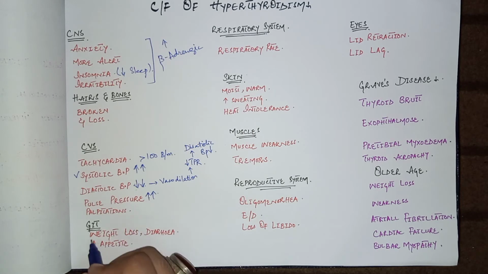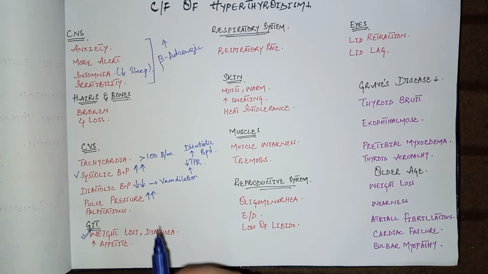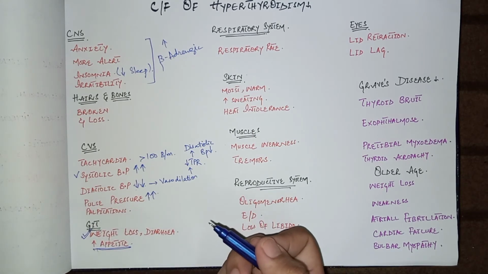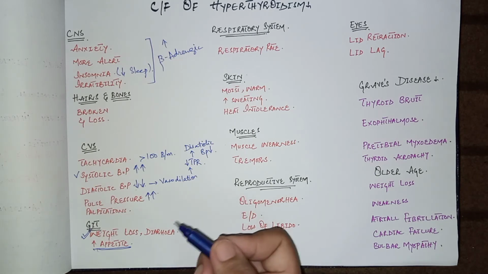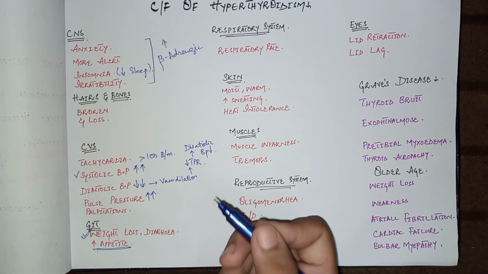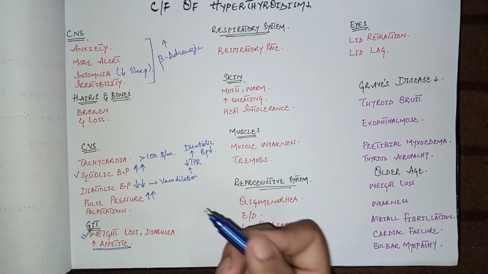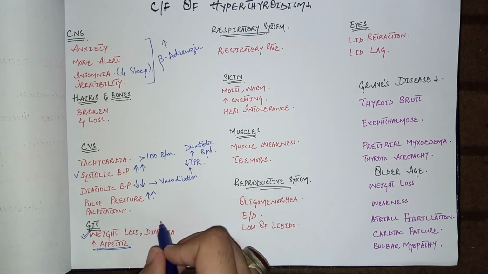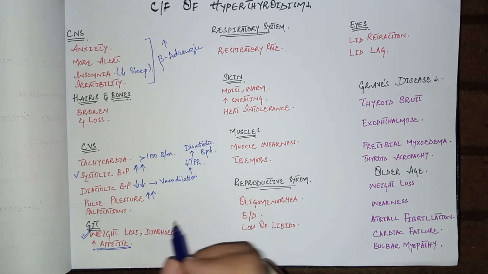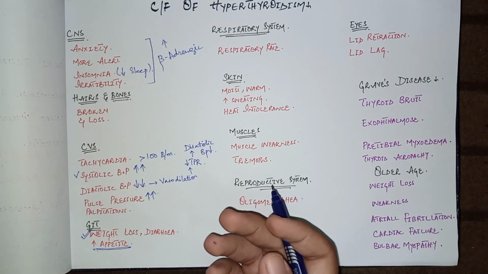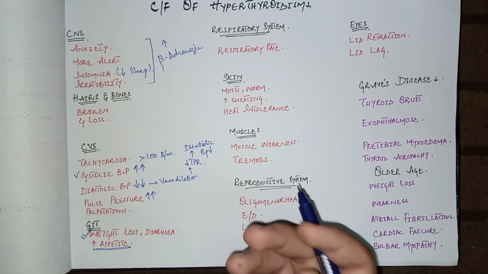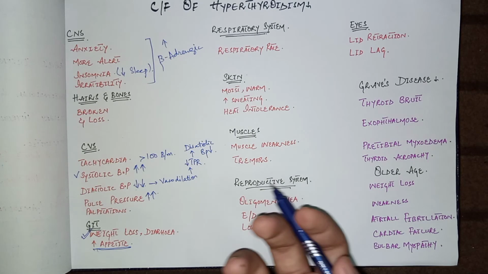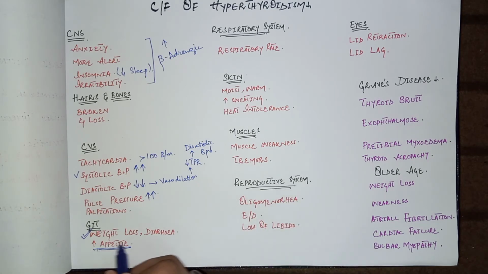On the GIT, the most common feature of hyperthyroidism is weight loss. The patient loses weight continuously even with increased appetite or hunger, because, as we know, due to the overproduction of ATP, the body needs much more fuel, that is glucose, lipids and proteins. Due to the continuous need of these proteins, lipids and carbohydrates, the body starts catabolizing.